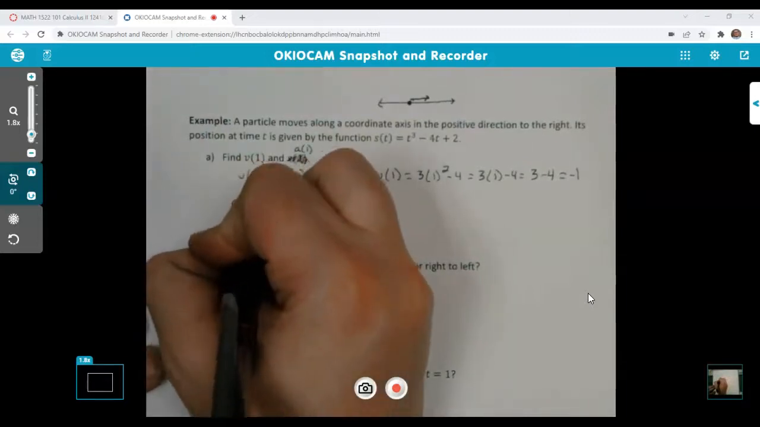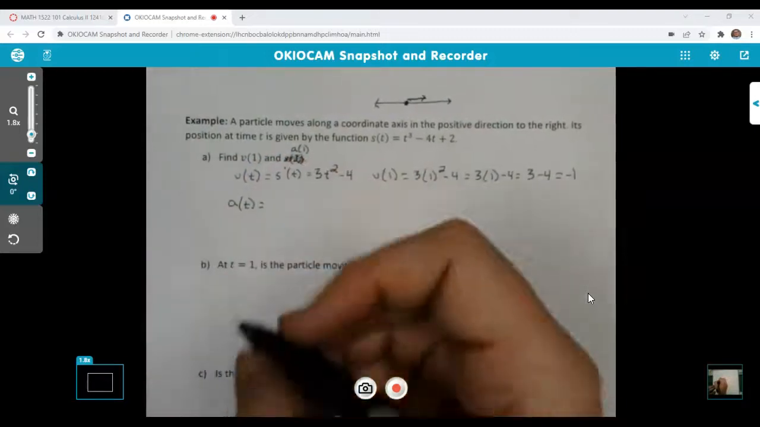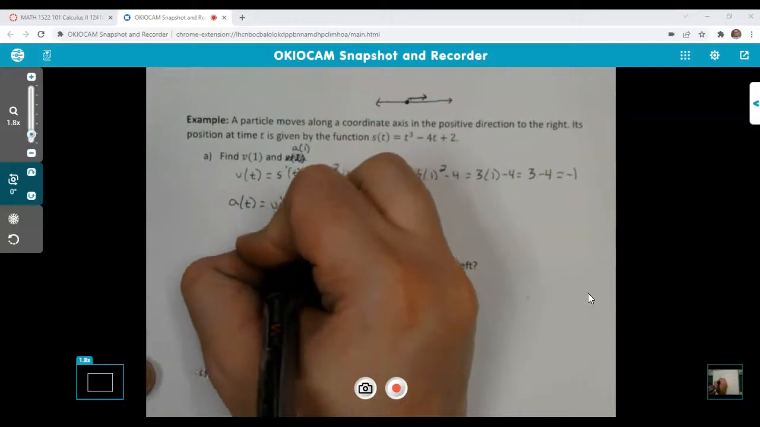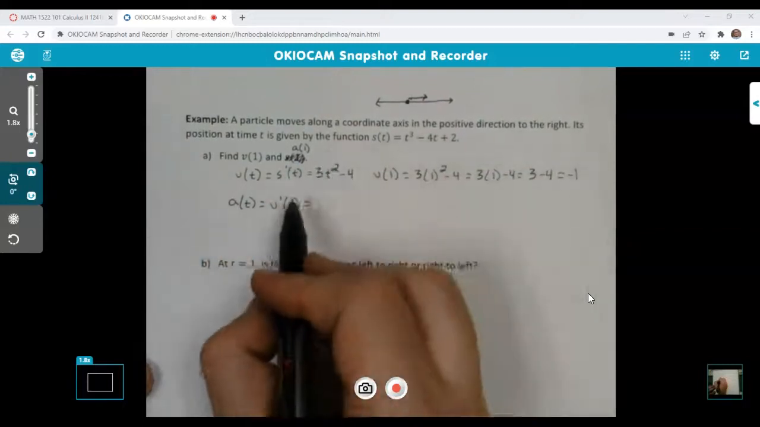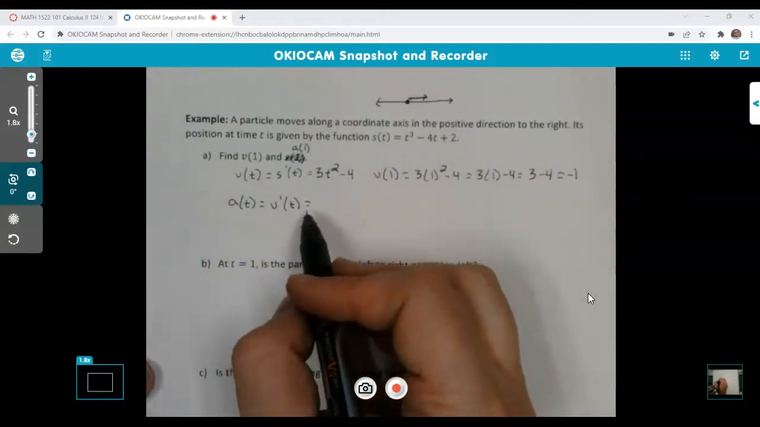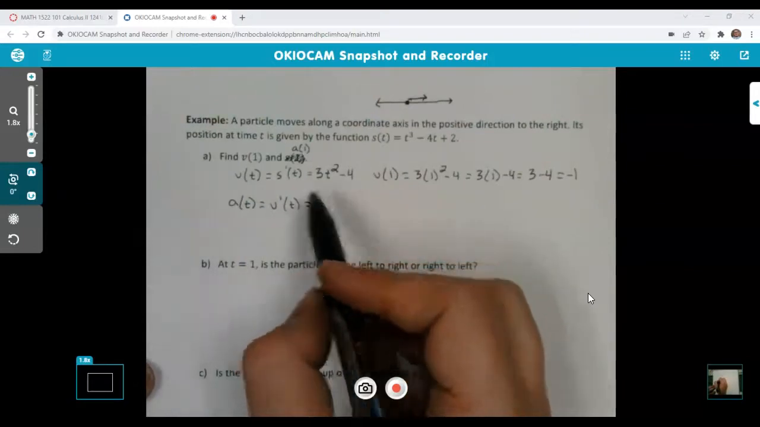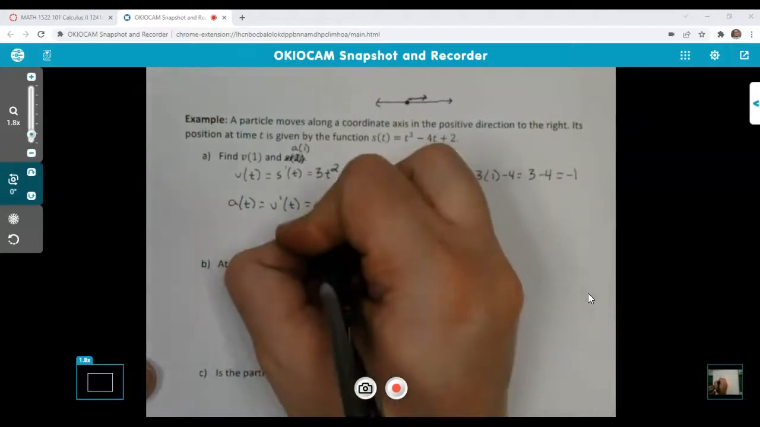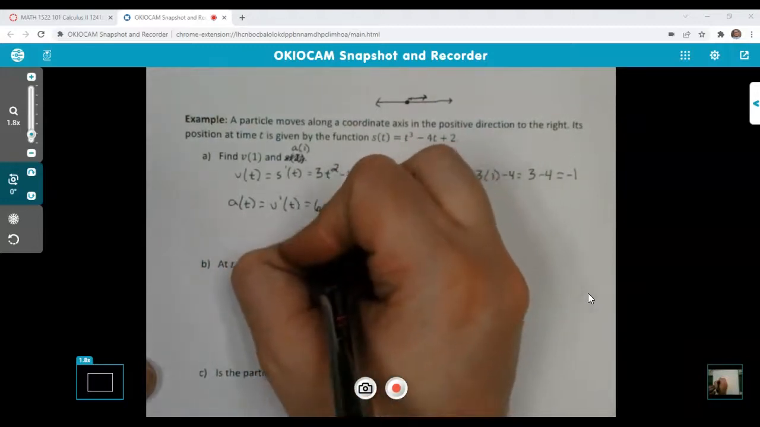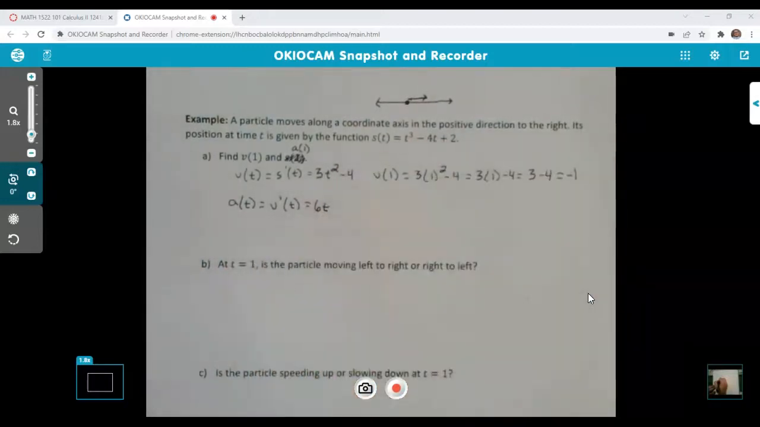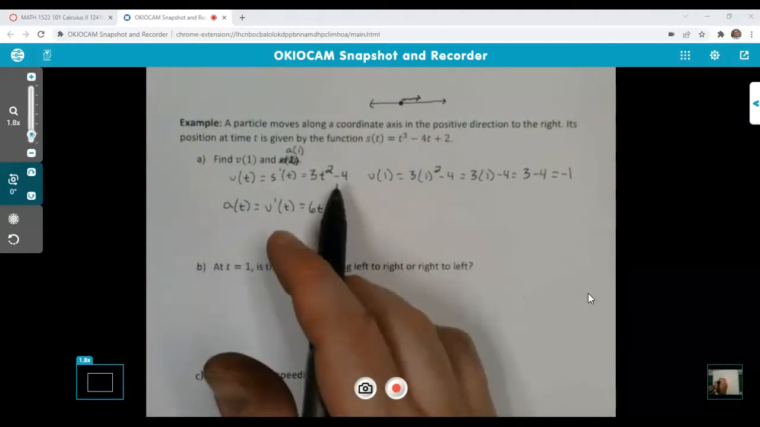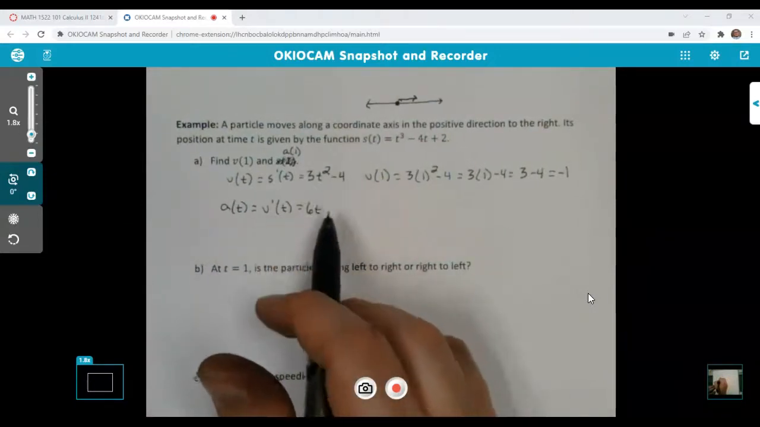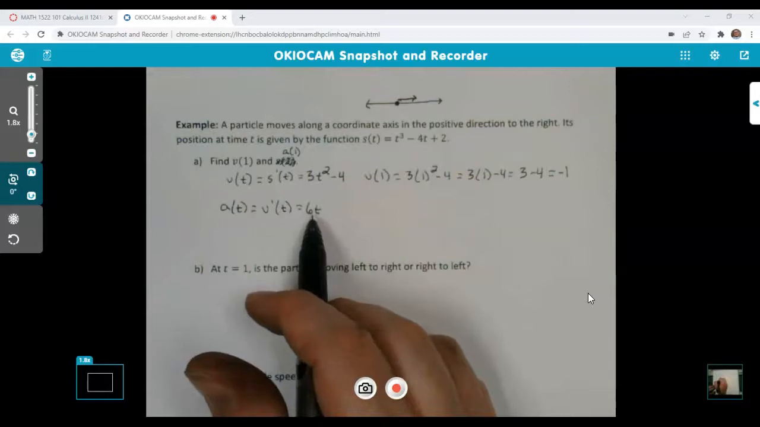Remember, we said a of t is the rate of change of my speed, so that is velocity prime. So now I'm going to take the derivative of this. Bring my 2 down. 2 times 3 is 6, so that's 6. Decrease my power by 1, so I just have 6t. The derivative of negative 4 is equal to 0. So a of t is just 6t.